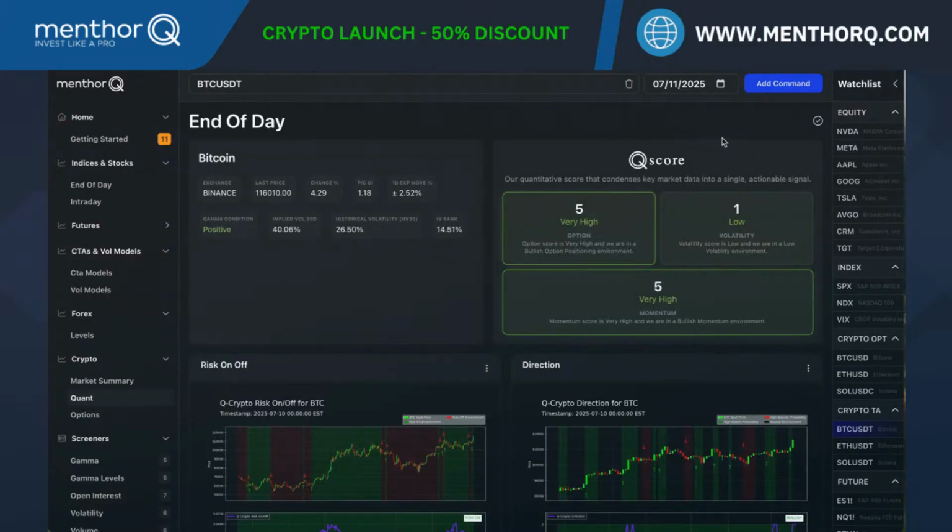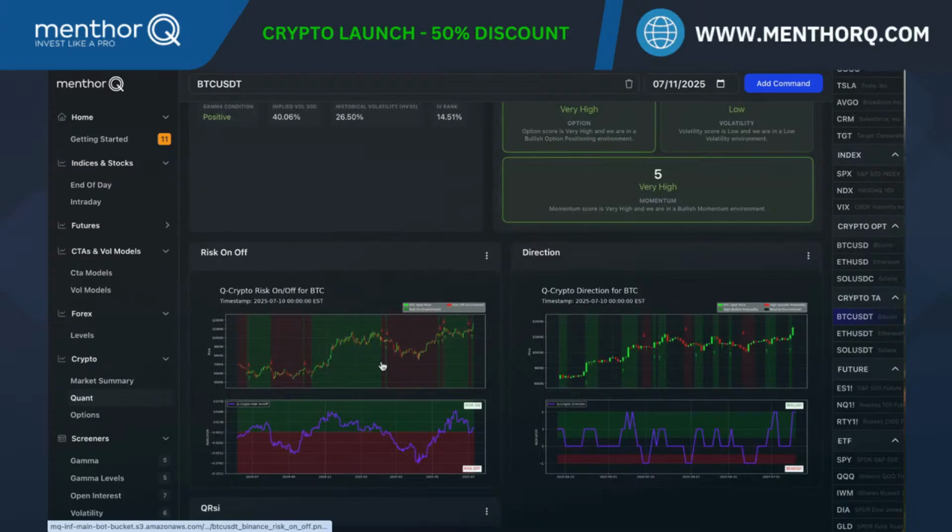First, we have our Q score, which is looking at the asset from different standpoints and factors. We have our option score, which is looking at the option data coming from, in this case, Bitcoin, volatility, and momentum. So we are trying to see, based on those 4 factors, are we in a very bullish market or are we in a very bearish market? 0 is the lowest score, 5 is the highest score. Right now, what we see for Bitcoin is that we are in a very, very positive trend coming from the option market. We are in a very positive trend coming from the momentum side, and we also have a low volatility, which can help us confirm the trend.